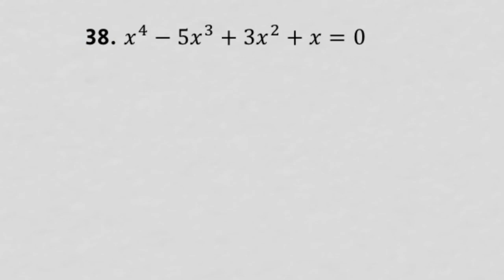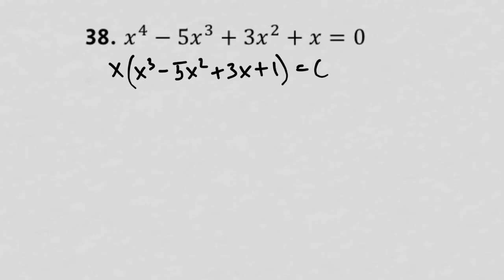What you're gonna have is an x outside. No, I don't like red right now. What you're gonna have is an x outside, and then inside you're gonna have x to the 3rd minus 5x squared plus 3x plus 1 equals 0. And then you're going to try to factor this by grouping, but nothing works, right? These two, the only thing they have in common is x squared. These two, the only thing they have in common is 1, so it doesn't work, which means that you're going to have to do synthetic division for this one.